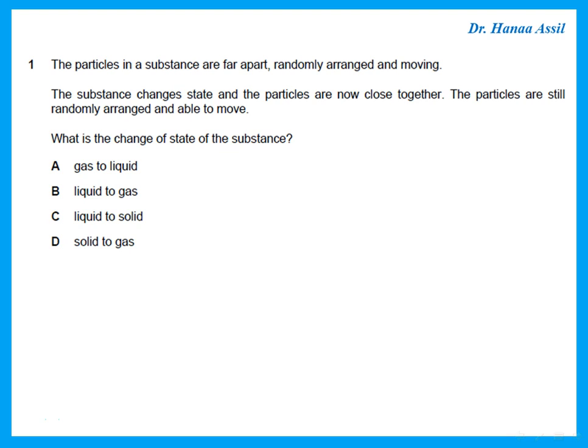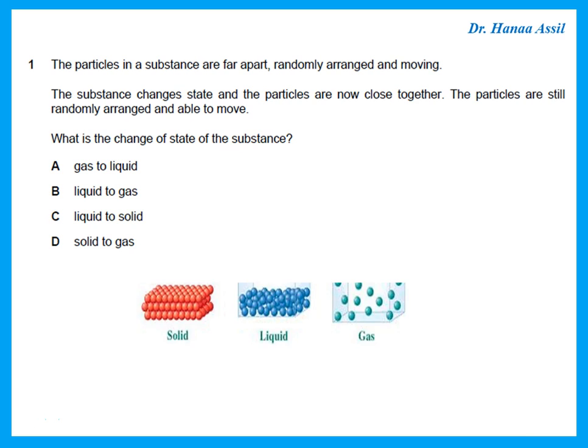The particles in a substance are far apart, randomly arranged, and moving. The substance changes state and the particles are now close together. So he's starting with something that is far apart, randomly arranged and moving, and he's changing it to a state in which the particles are close together. The particles are still randomly arranged and able to move, and he's talking about the change of state from gas to liquid. Can you see that?